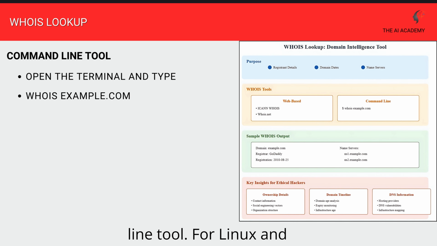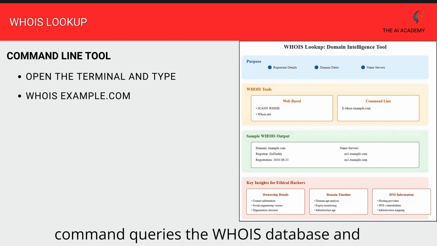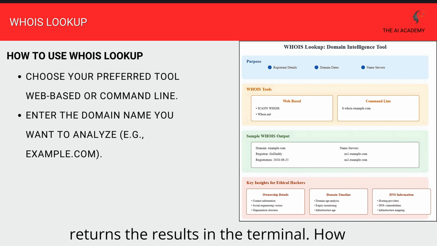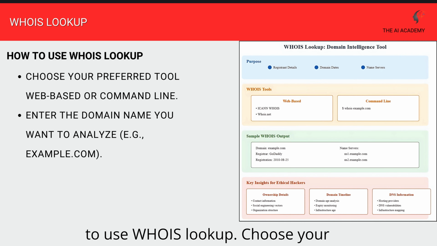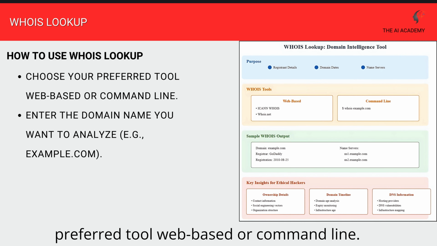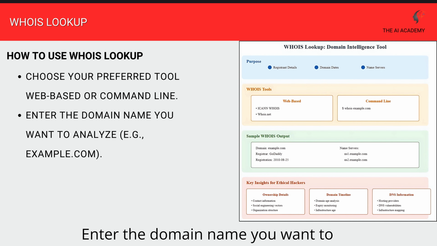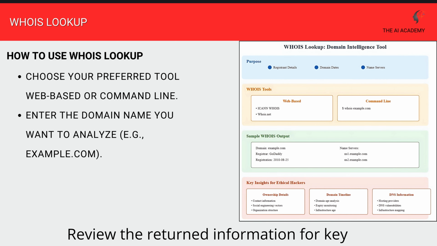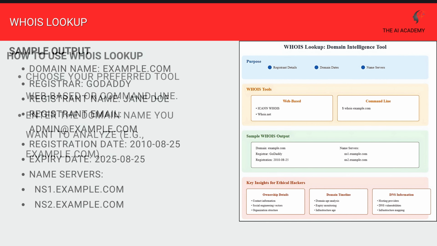The command line tool, for Linux and Mac OS users. Open the terminal and type whois example.com. This command queries the Whois database and returns the results in the terminal. How to use Whois lookup. Choose your preferred tool, web-based or command line. Enter the domain name you want to analyze, like example.com. Review the returned information for key details about the domain.